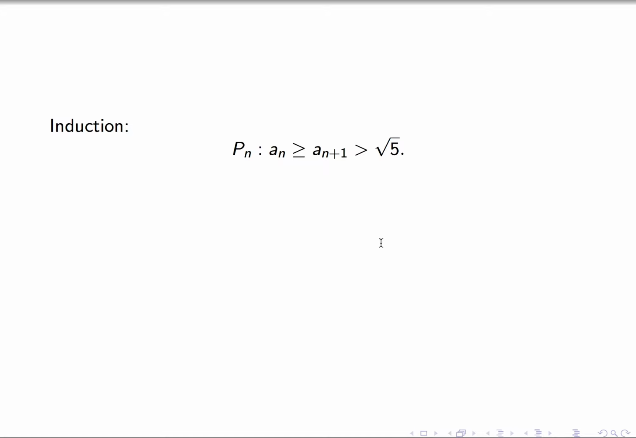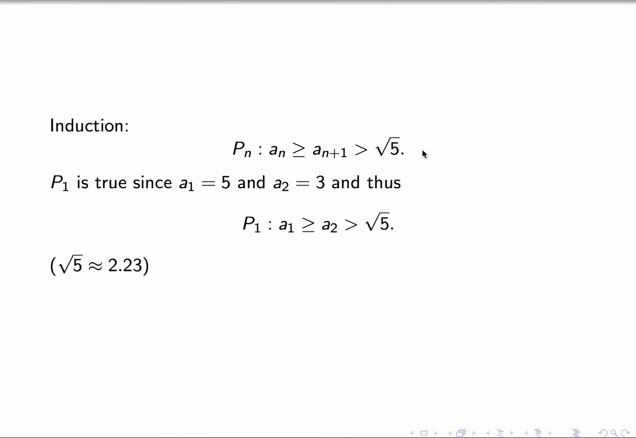So how do we do that? Well, we're going to use induction. Induction is good for this because we have a bunch of statements, one for each n. Let's have Pₙ be the statement that aₙ is greater than aₙ₊₁ is greater than the square root of 5. It's a complicated statement. It's saying two different things.